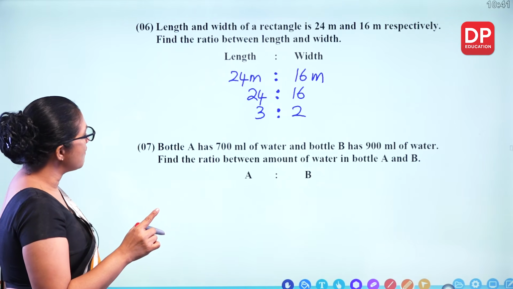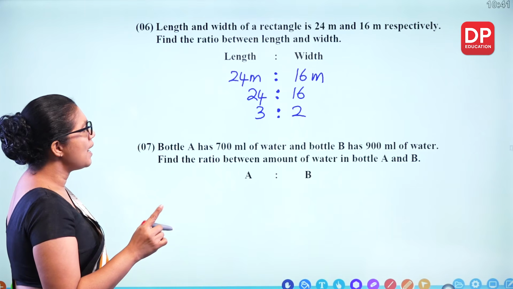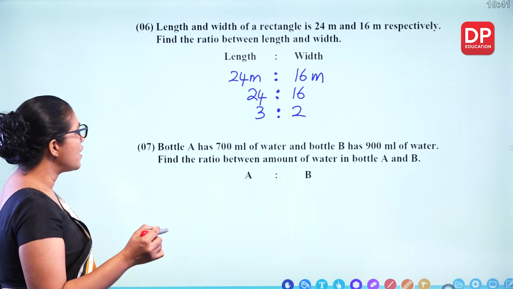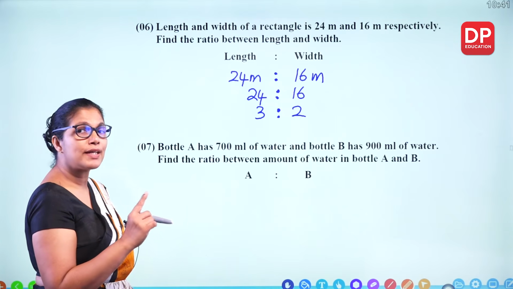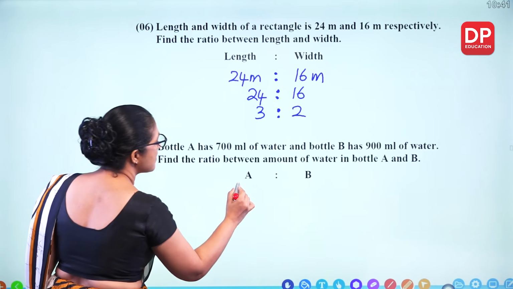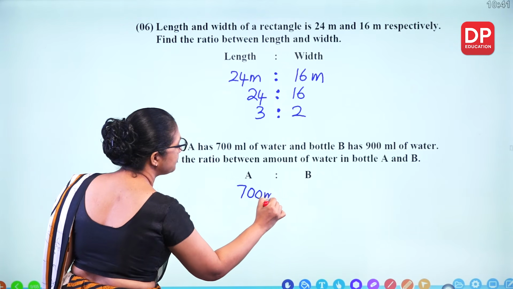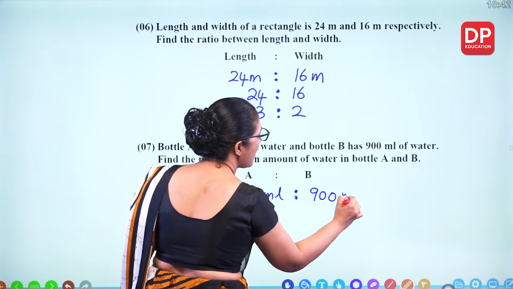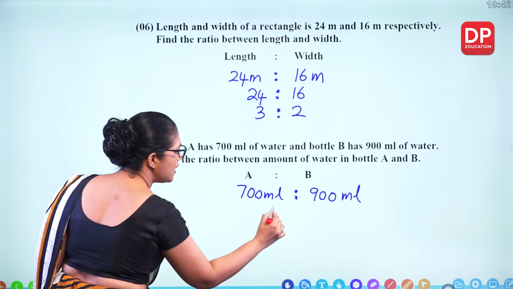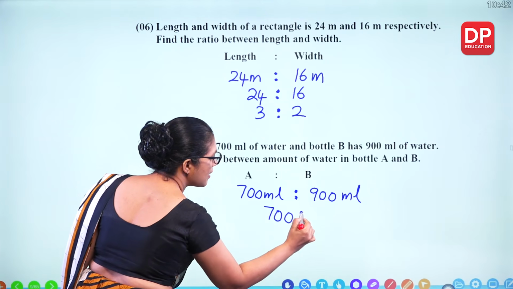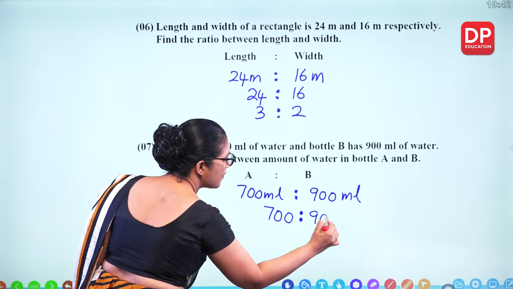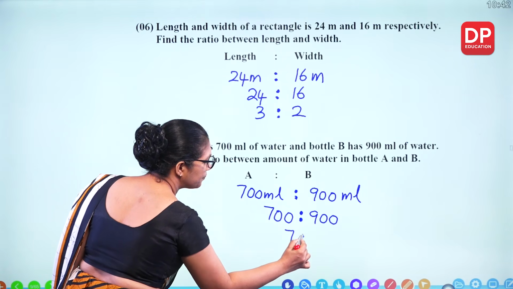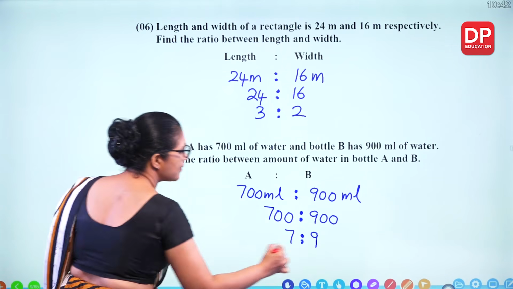Bottle A has 700 milliliters of water and bottle B has 900 milliliters of water. Find the ratio between the amount of water in bottle A and B. Both are in the same unit, so you don't need to write the units. 700 to 900. Divide by 100. 7 to 9.